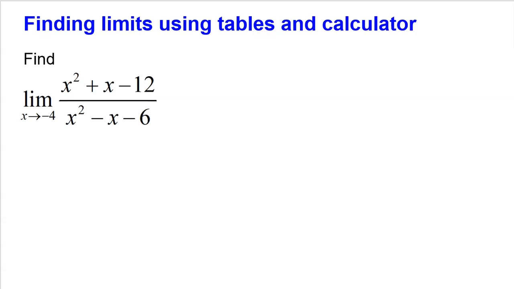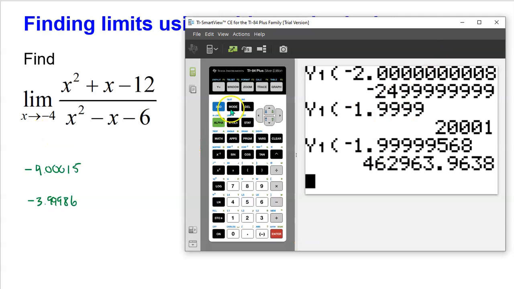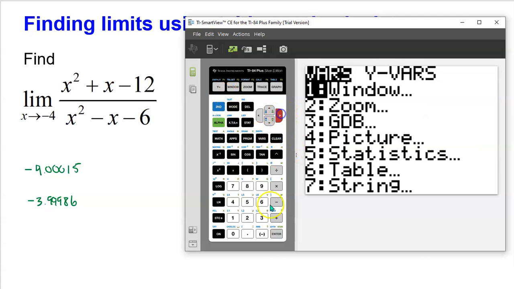So x approaching negative four, we've got to come from both sides, right? It sometimes helps to make a little number line. So from the left-hand side, that'd be like negative 4.00015. And then from the right-hand side, that would be negative 3.99986. And I want to see what's going to happen to my corresponding y values. So good news is I already have this typed into y equals. Just going to go vars, y vars.